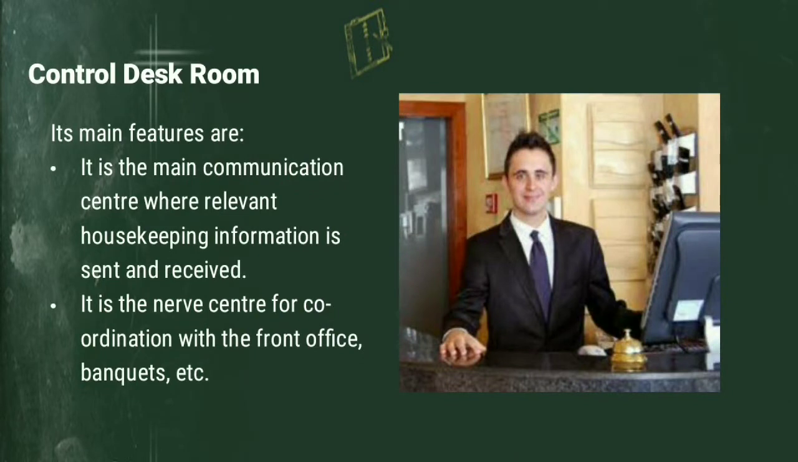Control desk room. It is the main communication center of the housekeeping department. It is responsible for all information sent out and received from the control desk. So its main features are, it is the main communication center where relevant housekeeping information is sent and received. It is the nerve center for coordination with the front office, banquets, and etc.